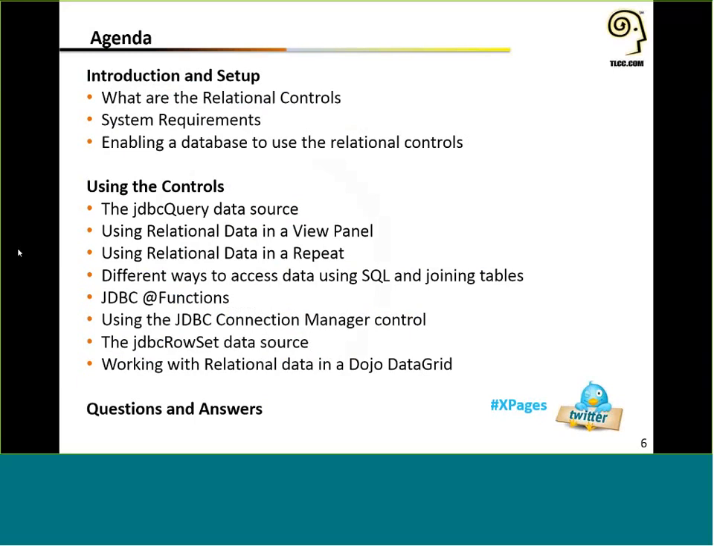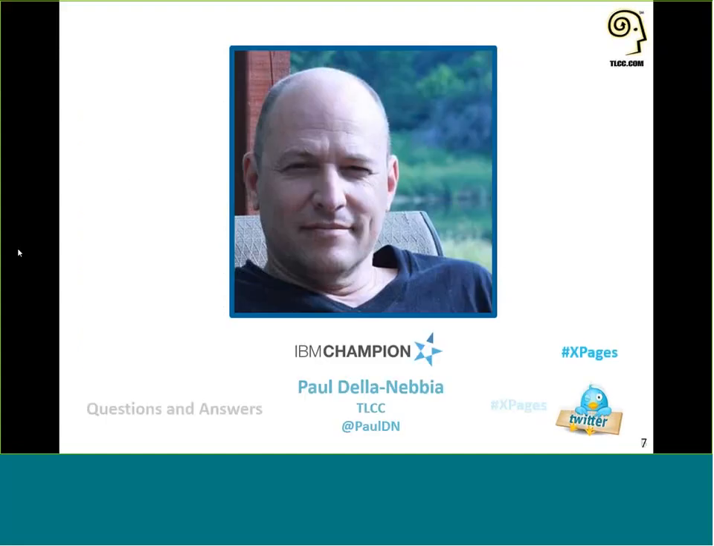Okay, so what we're going to talk about, I'm not going to go into a lot of detail on the agenda, but first Paul's going to take over and go through what the relational controls are, the system requirements, and how to enable a database to use the relational controls. Then I'm going to take over and talk about how we can actually access data using the relational controls, and Paul will finish up with a couple topics on that as well, and then we'll have our Q&A. So Paul, we'll transfer control over to you.